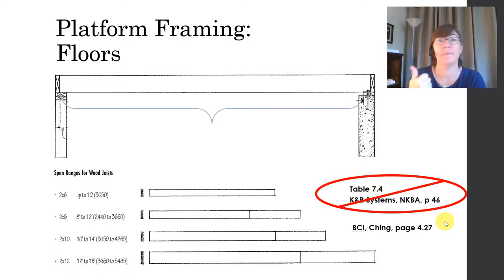Okay, these are some rules of thumb. Here we go. A 2x6 can span up to 10 feet. A 2x8, usually 8 to 12 feet. A 2x10, you'll want to span from 10 to 14 feet. And a 2x12 goes from roughly 12 feet to 18 feet. All right, wasn't that easy? Go ahead and look at that table in your textbook and then refer to this one instead.